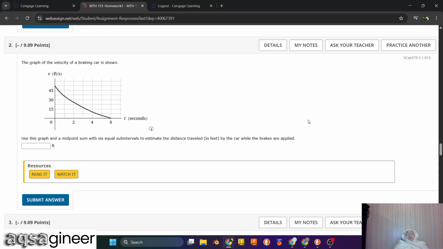So the graph of the velocity of a braking car is shown. Use the graph and the midpoint sum with 6 equal sub-intervals to estimate the distance traveled in feet while the car brakes are applied. So this one needs some paper. If it's using a midpoint sum with 6 equal intervals, we need to do a Riemann sum in this case, so delta x over n. And so basically we need to first understand the definite integral associated with this.